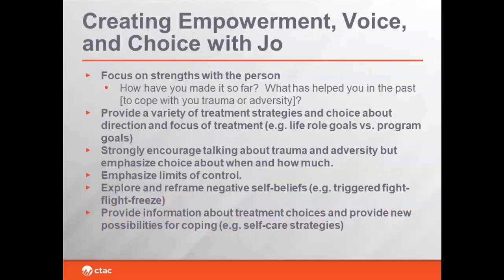We'd shift to creating empowerment, voice, and choice with Joe by focusing on her strengths. She has had a number of adverse experiences personally, but also within her community. How can we focus on the strengths that she has used to take her this far? What has helped her in the past to cope with trauma and adversity?